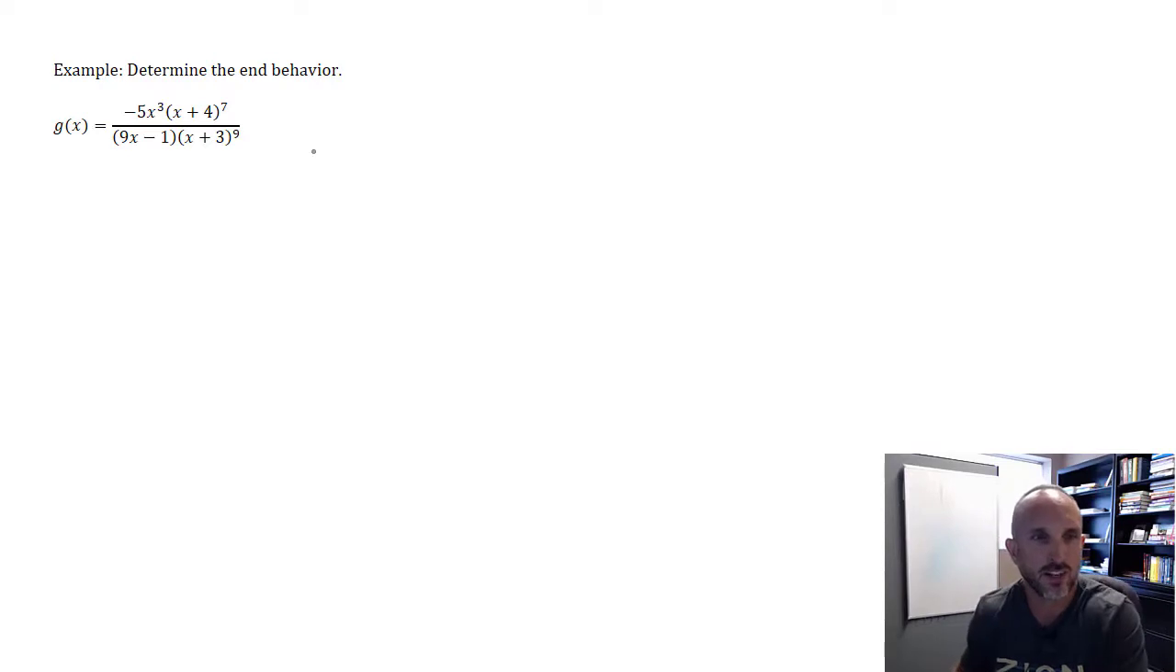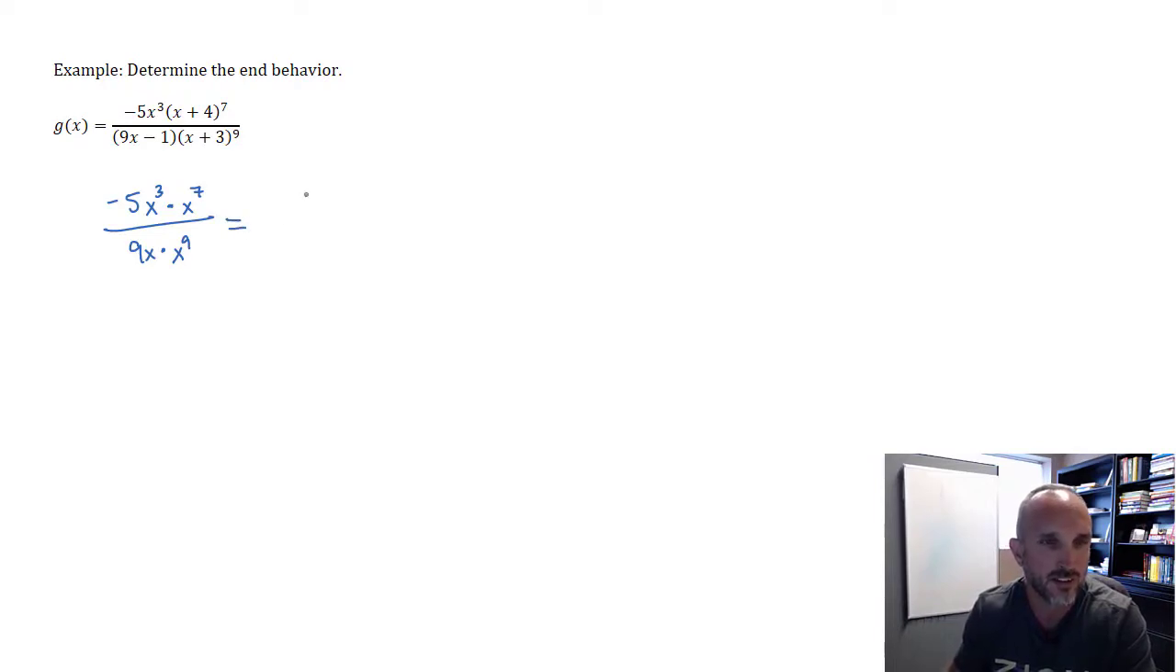So here we've got negative 5x cubed times (x plus 4) to the 7th over (9x minus 1) times (x plus 3) to the 9th. On top, if we multiply all of this out, I'm going to have my negative 5x cubed, and then (x plus 4) to the 7th, if I multiply all of that out, I'm going to get x to the 7th as my leading term. On the bottom, I get a 9x for my leading term of 9x minus 1 times (x plus 3) to the 9th. If I multiply all of that out, the leading term is x to the 9th.